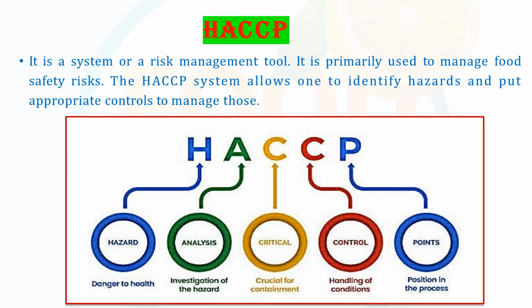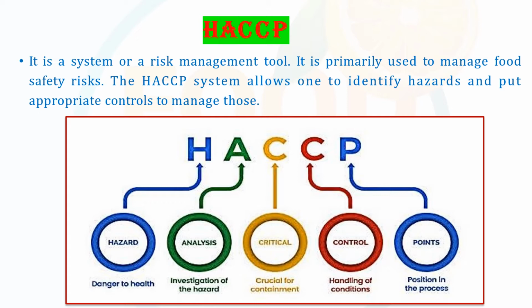So HACCP. First of all, most of us know the full form of HACCP, but it stands for H for hazard, A for analysis, C for critical, C for control, and P for points. So this is the full form of HACCP. But talking about HACCP, it is one of the risk management tools. It is used to manage the risk, to counter the risk, and to avoid the risk related to anything. But here we will be focusing on food safety risk.